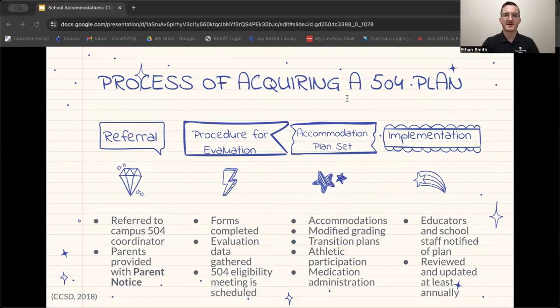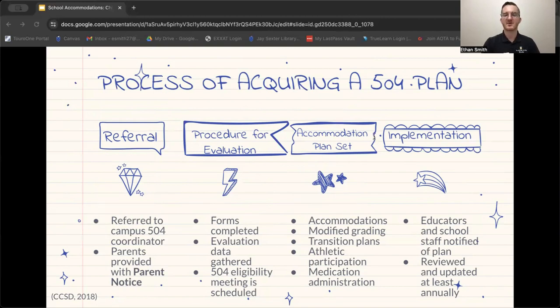Now, since 504 plans are a federal mandate, the process of acquiring one is a fairly uniform one across all school districts in the US, including CCSD. It starts with a referral by a parent or school faculty member of the campus to the 504 coordinator for consideration of eligibility. This coordinator then reviews the referral information, meets with the appropriate school representatives, and provides parents with a parent notice of Section 504 and consent for initial evaluation, as well as a copy of the Section 504 parent-student rights and identification, evaluation, and placement form.